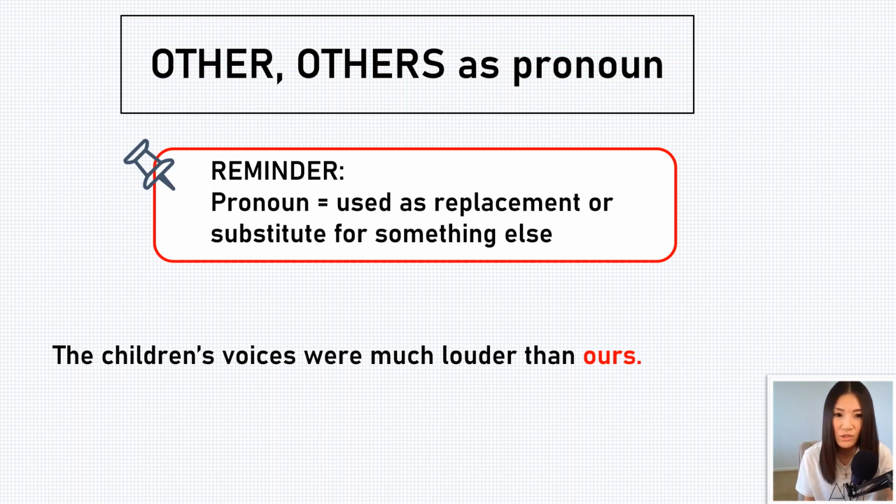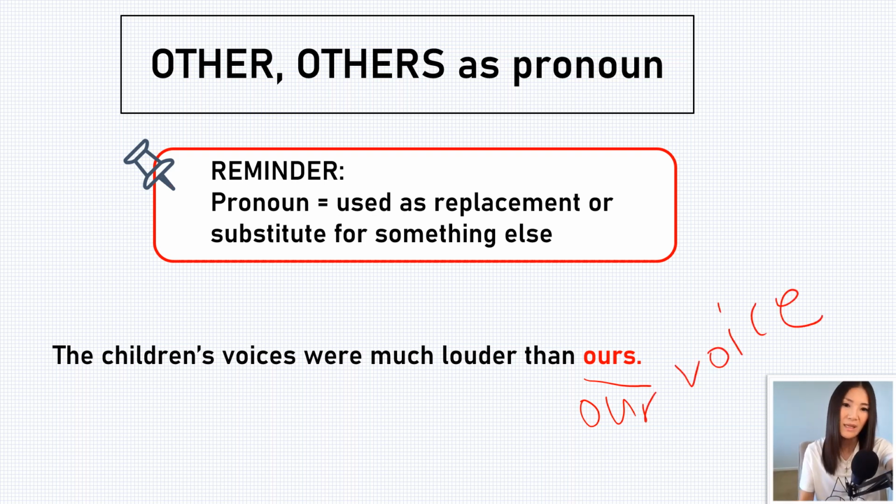For example, the children's voices were much louder than ours. Ours is a pronoun for our voice. I think this is important because when you are using the word other or others as a pronoun, that means that this word other is a noun. Therefore, there will not be another noun that comes after it. If I'm using the word other as a determiner, then yes, a noun will follow. But just keep in mind that when we are using these words as a pronoun, it is a noun. Therefore, that word in itself will be functioning like a noun.